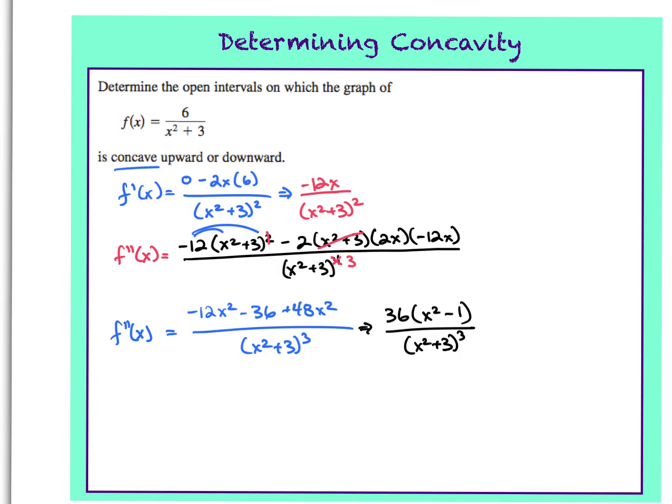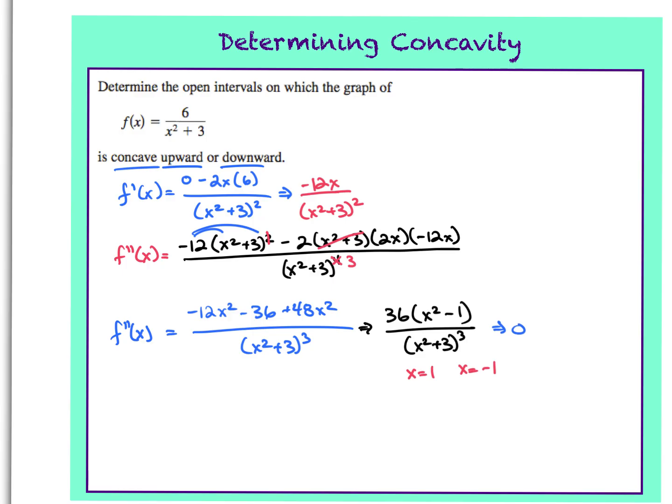And so now I take that and I set it equal to what? 0, because I'm trying to figure out when my concavity is up and down. All right, and so then I'm going to set that equal to 0, and what do I get? X equals 1 and x equals -1.